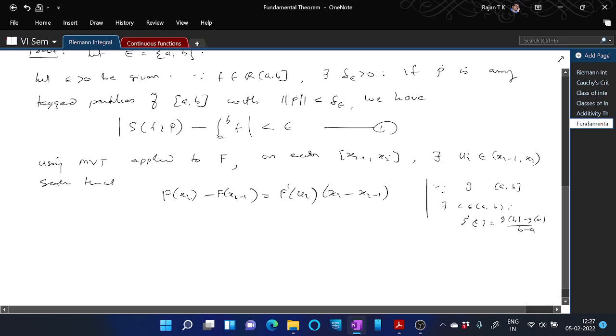So using that result for the function capital F on the interval [x_{i-1}, x_i], we can find a point u_i in the open interval (x_{i-1}, x_i) such that F(x_i) minus F(x_{i-1}) is equal to F'(u_i) into (x_i minus x_{i-1}), and this is true for all i equal to 1 to n. Take this as 2.